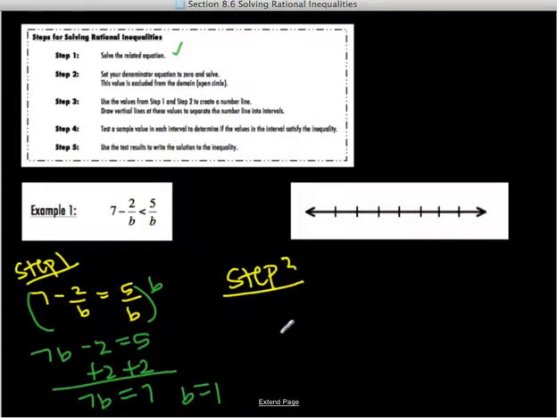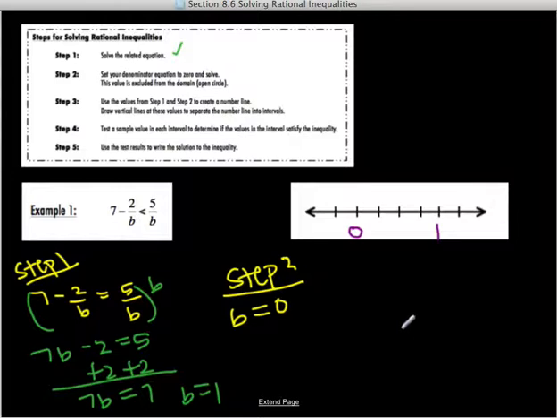Now step 2 says set your denominator equal to 0 and solve. So my denominator is b, so b is equal to 0. Well, there's no solving involved there, so I have just b equals 0. So b equals 1 and b equals 0. We're going to use those values, from step 1 and 2, to create a number line. This isn't going to be exact, you can just put them on there. So I have 0 and I have 1.